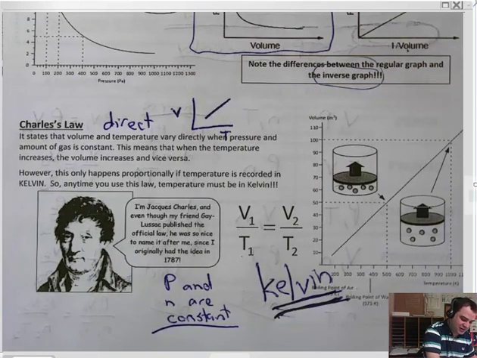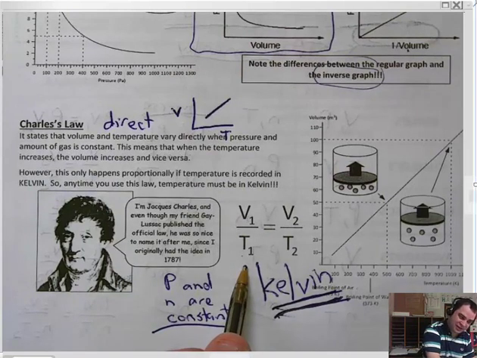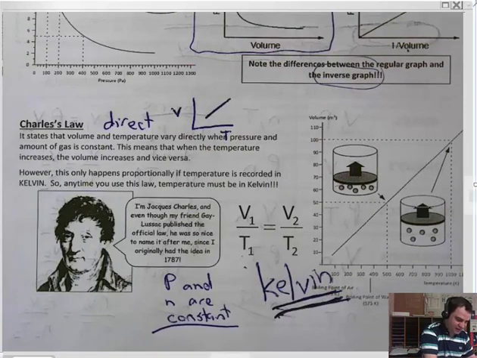Likewise, Celsius has 0 degrees Celsius. You can't put 0 degrees at the bottom of a fraction. That is undefined, so you cannot do that. Okay? And the graph is on here.